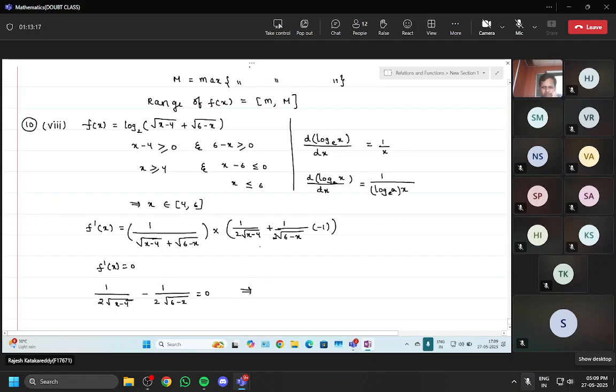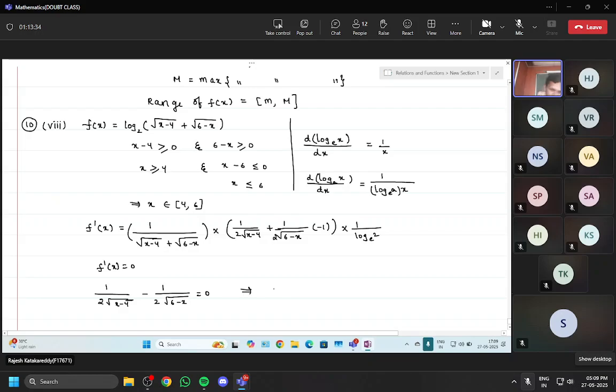Yes, sir. Sir, log to the base e should come in the denominator now, sir, after differentiating. You want, we'll write here. If we are changing sides, it becomes 0.